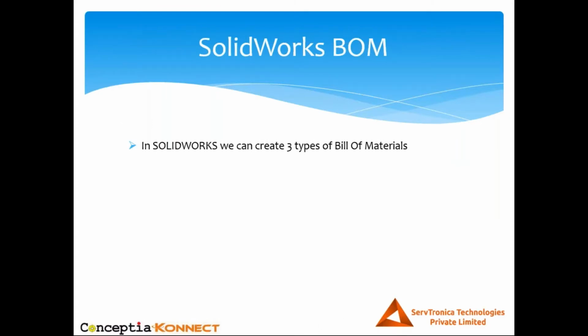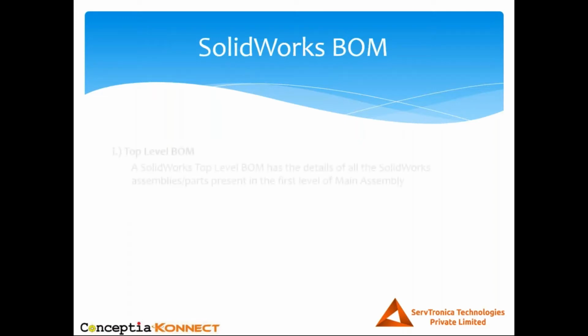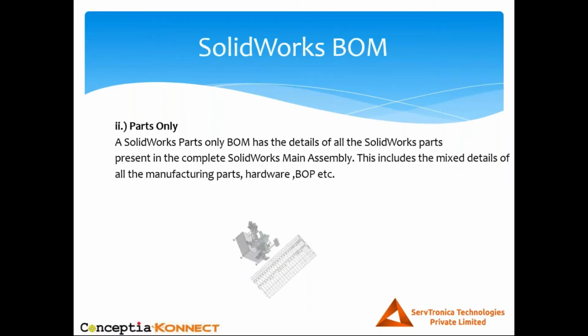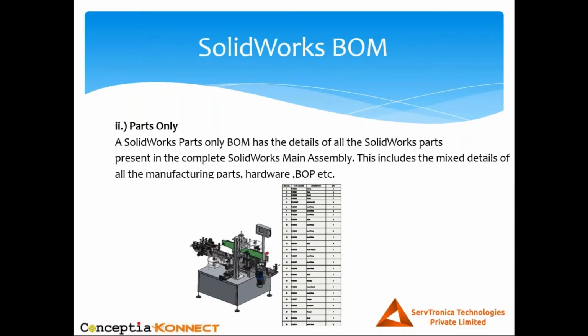We are all aware that most of us are SolidWorks users. In SolidWorks, we already have some basic functionality for bill of materials. There are three types of BOMs: top level, parts only, and indented BOM. The top level BOM gives the representation of items available in the first level of any given assembly or machine. Parts only BOM gives you all the SolidWorks parts available in a given assembly. So it's mixed information. It contains the manufacturing part details, the hardware, BOP, etc.